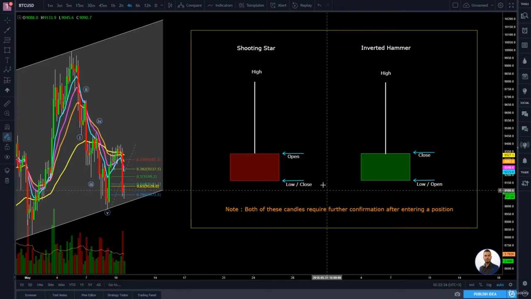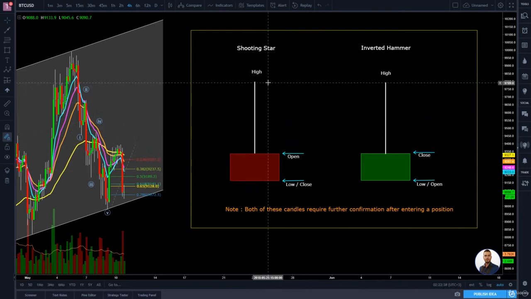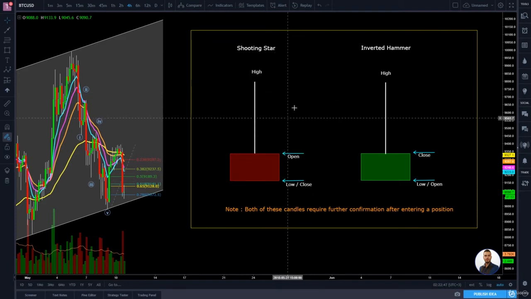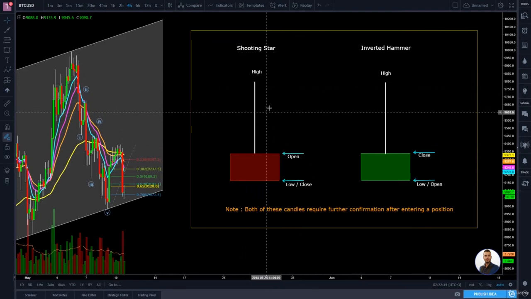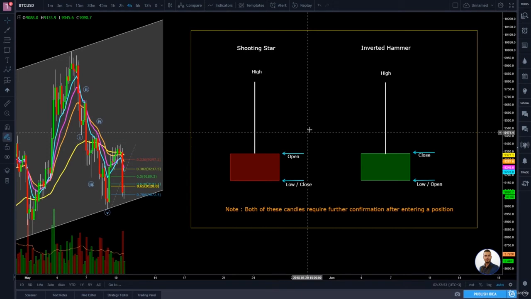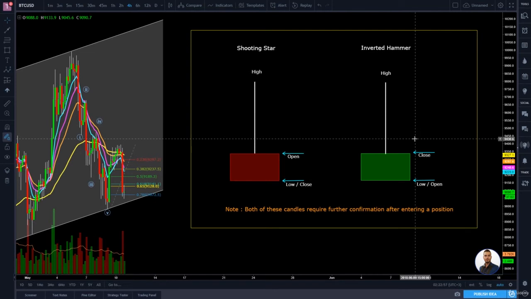The shooting star is a bearish trend reversal pattern that forms at the top of an uptrend. A shooting star can mark a potential trend reversal or resistance level. Bearish confirmation is required after a shooting star has formed, and it can take the form of a long red candle with high volume.